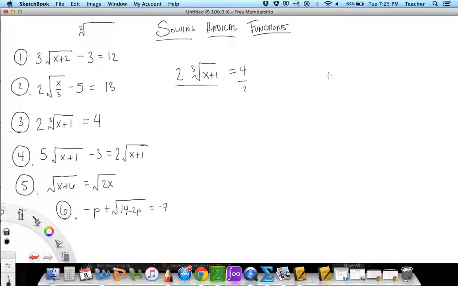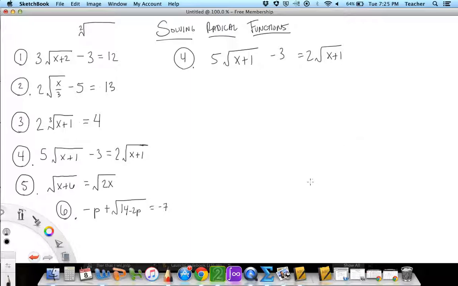Hopefully I'm not going too quick for you. Certainly you can rewind to make sure that you grasp that last equation here. So if I'm working number 4, 5 times the square root of x plus 1, minus 3, equals 2 times the square root of x plus 1.